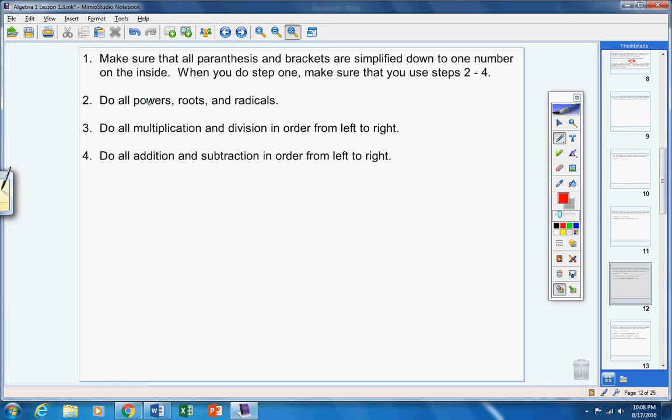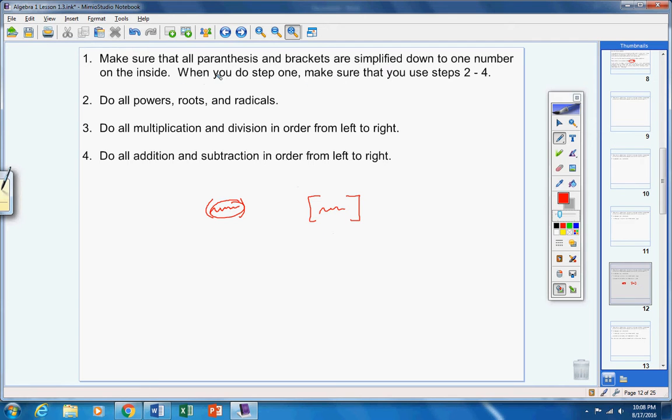Thank you. Now, what I always tell students is this. The first thing you do is make sure all of your parentheses and brackets are simplified down to one number on the inside. So if you've got more than one number on the inside, you want to simplify all this down until you have one number on the inside.